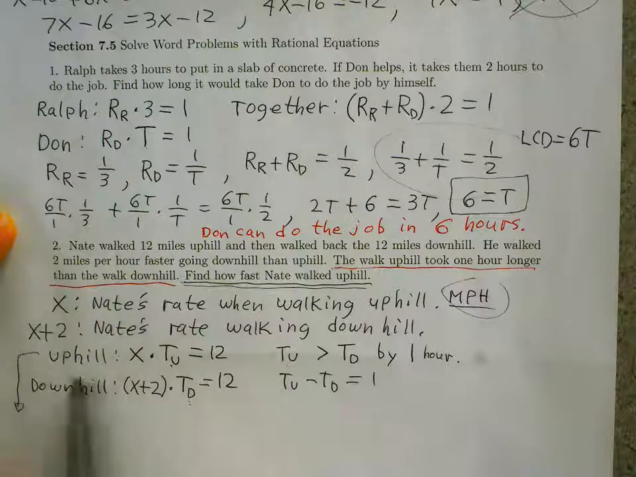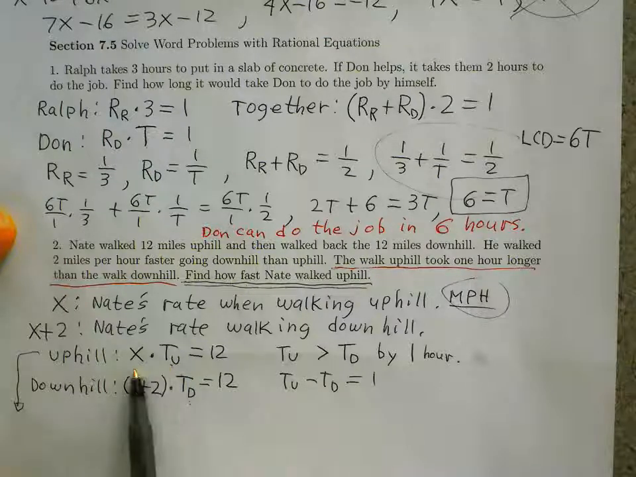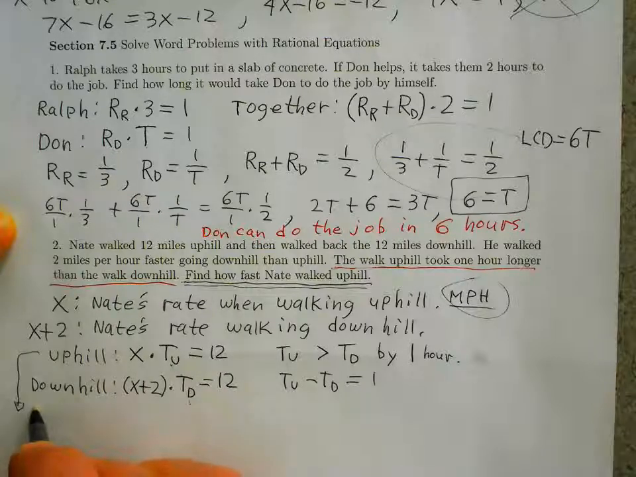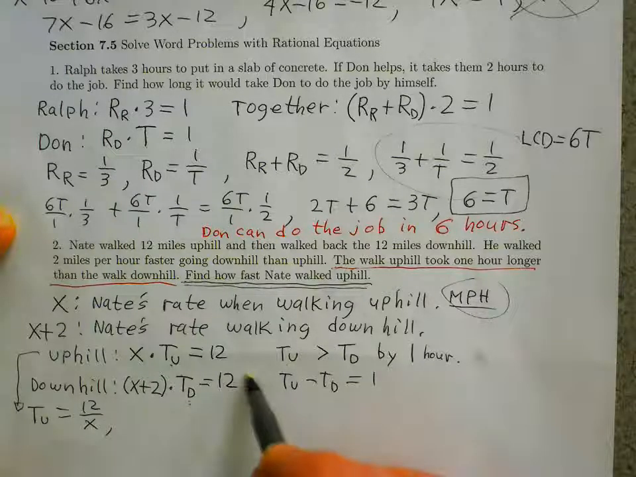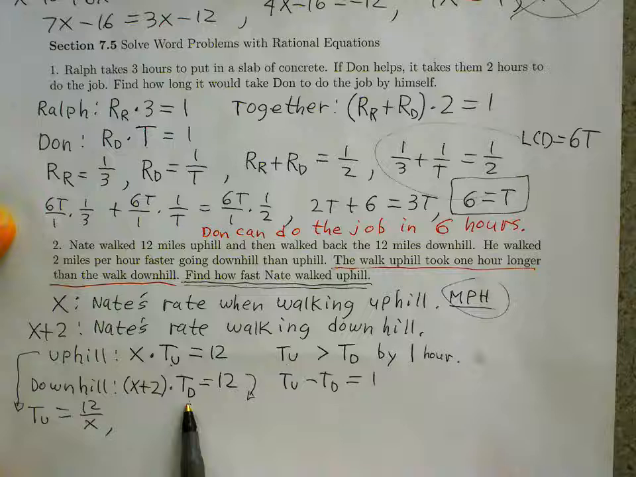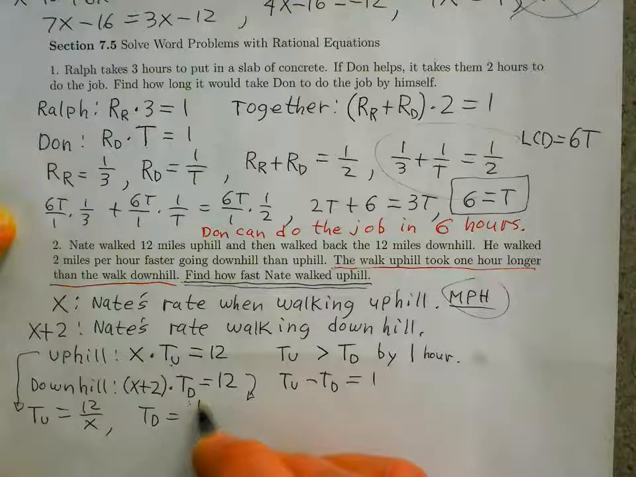For the uphill equation, we're going to solve for t sub u, so we divide both sides by x. So the time, t sub u, is equal to distance divided by rate. In this case, 12 divided by x. Then solve the other equation for its time, t sub d. For this one, we divide both sides by x plus 2. So t sub d is equal to 12 divided by x plus 2.